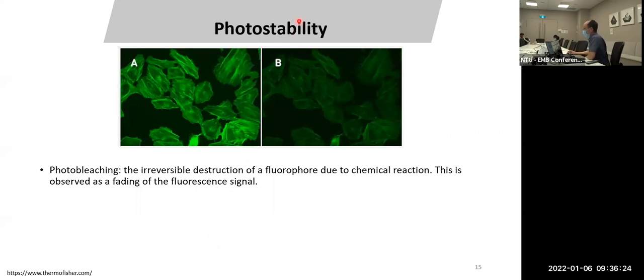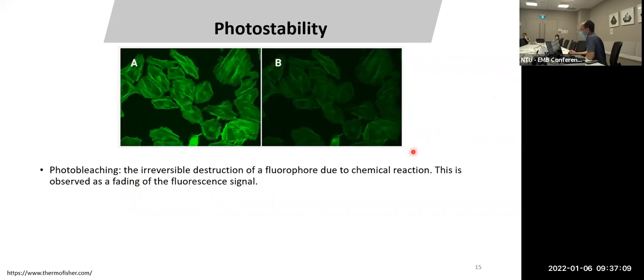Next, photostability. If you have used a microscope, let's say to monitor your sample over a period of time, you'll notice that after the initial scan, if you later scan it again, you'll see that the image quality or the intensity drops. This is because of a phenomenon called photobleaching. Photobleaching is the irreversible destruction of your fluorophore due to chemical reaction, and what you observe on your microscope is a fading of the fluorescent signal.